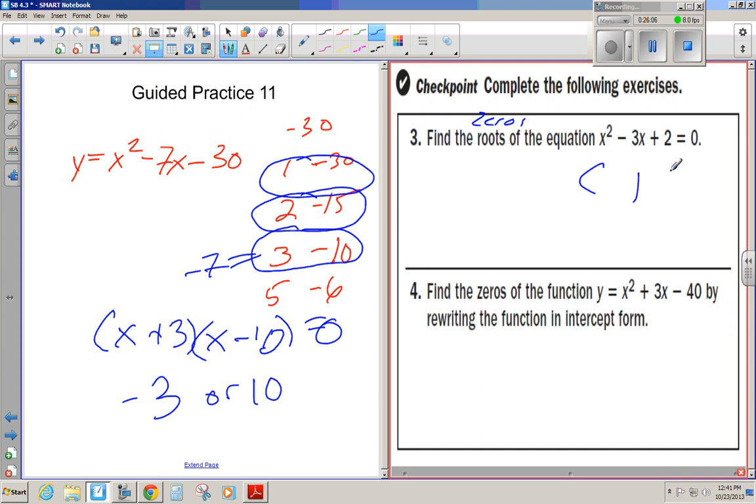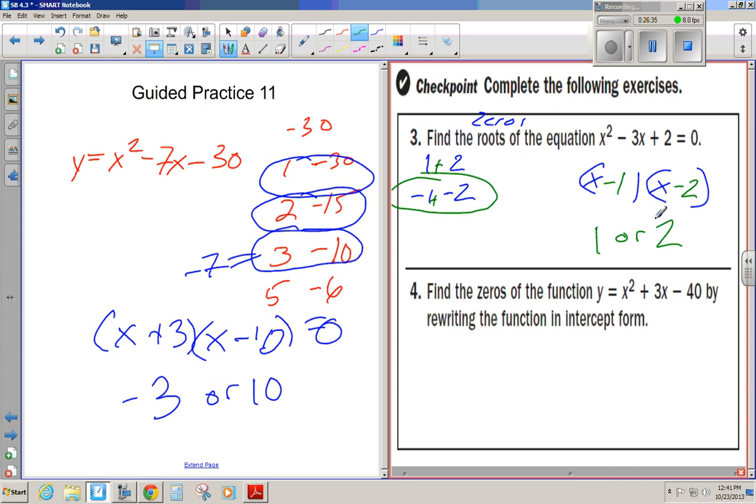So we're going to factor this. Put an x here and an x here. In your head, you're going to think of all the factors of positive 2. That could be 1 times 2 or negative 1 times negative 2. Do any of those, when added together, give you negative 3? Well, you should see those are negative. So you would put in here a minus 1 and a minus 2. So my solutions, my roots, are 1 or 2.